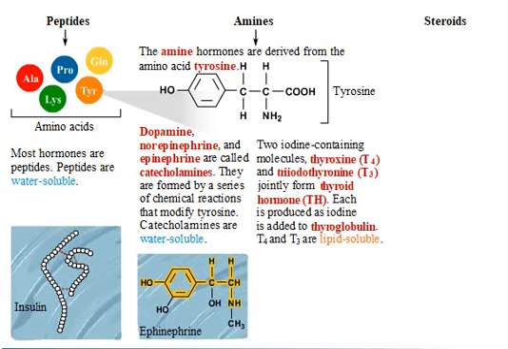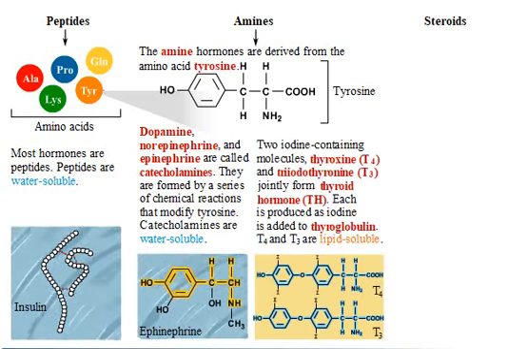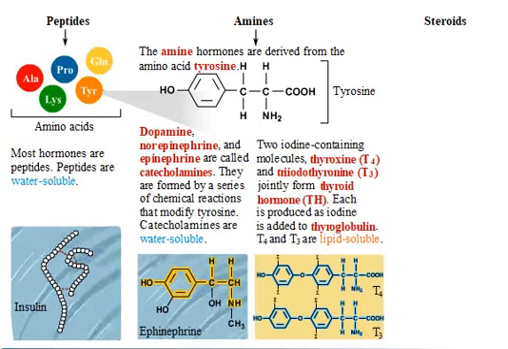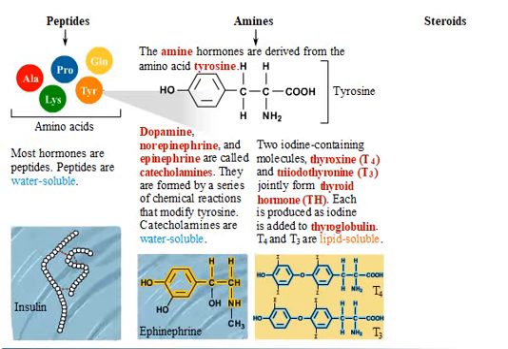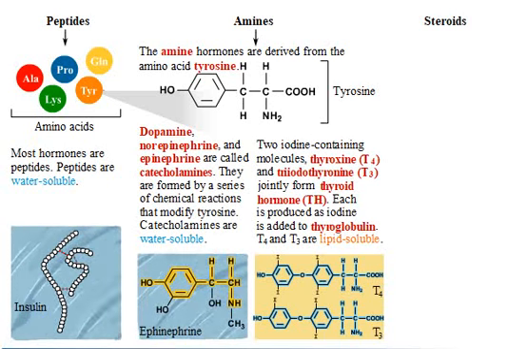Two iodine-containing molecules, thyroxine, or T4, and triiodothyronine, or T3, jointly form the thyroid hormone. Each is produced as iodine is added to thyroglobulin. T4 and T3 are lipid-soluble. We will study the synthesis of thyroid hormone in detail in the next pages.